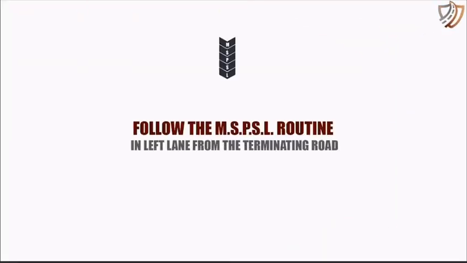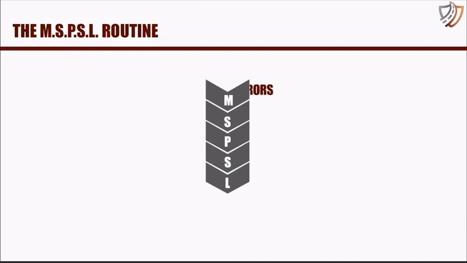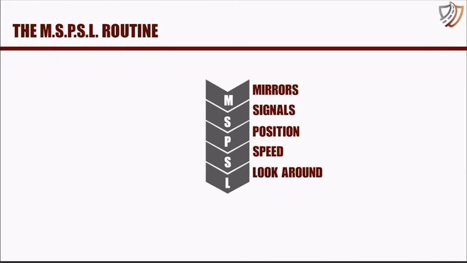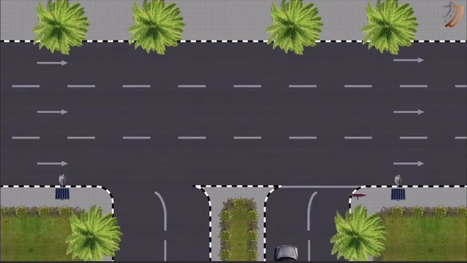If planning to go straight, follow the MSPSL routine in the left lane of the terminating road: check mirrors, turn on the left indicator, position the vehicle in the center of the lane, and reduce the speed. Obey the traffic sign. Look around for the traffic and other possible hazards. Once the road is clear, motorists may enter the second lane from the right side. After completing the turn, check mirrors, cancel the signal, and increase speed quickly to match with the traffic stream on the road.